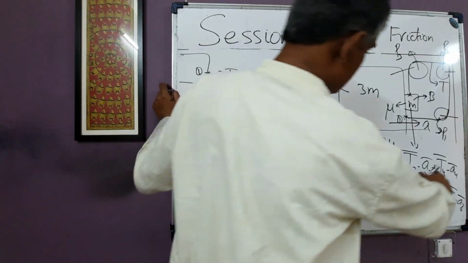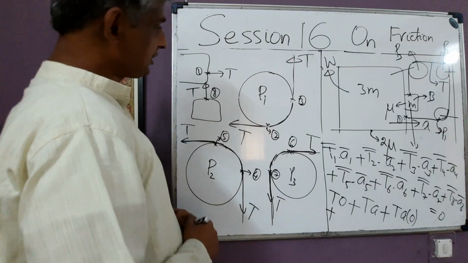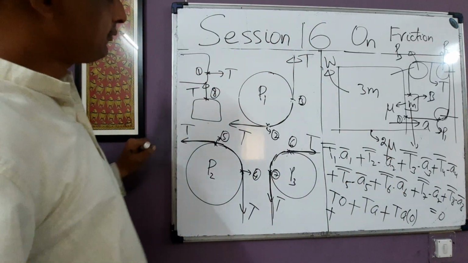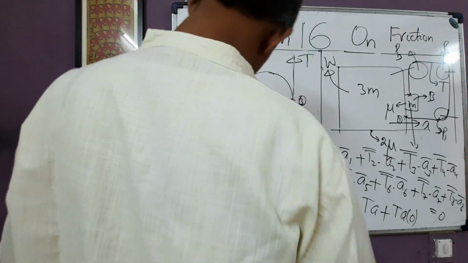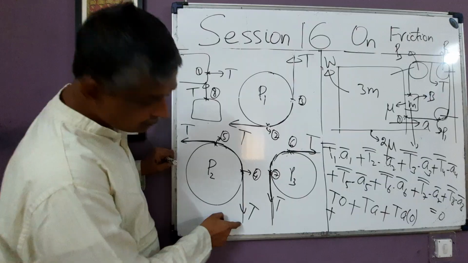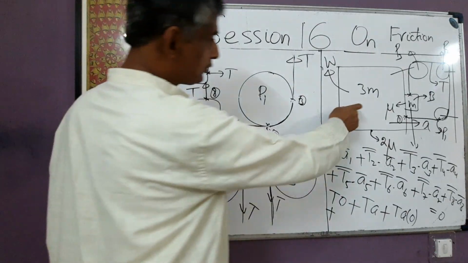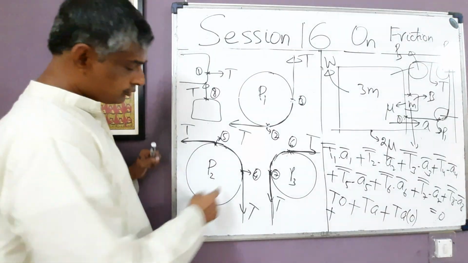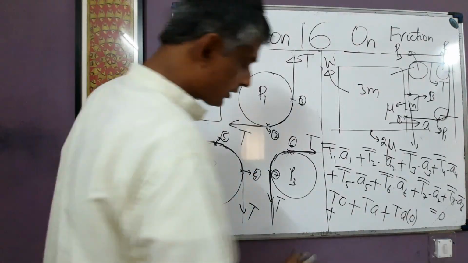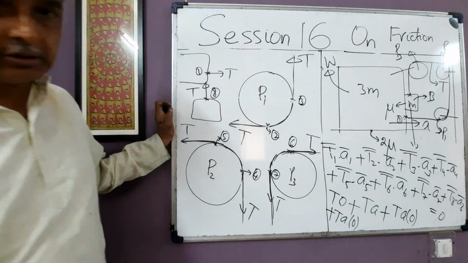Plus T4 dot A4. Now what is T4 dot A4? T4 is which point? T4 is this point. T4 is T down and A4 is the acceleration of point 4 of pulley P2 with respect to wedge, which is again A left. So A4 is A left and T4 is T down. The angle between T4 and A4 is 90 degrees, so again that product becomes T into A into 0. The four terms we have dealt with.